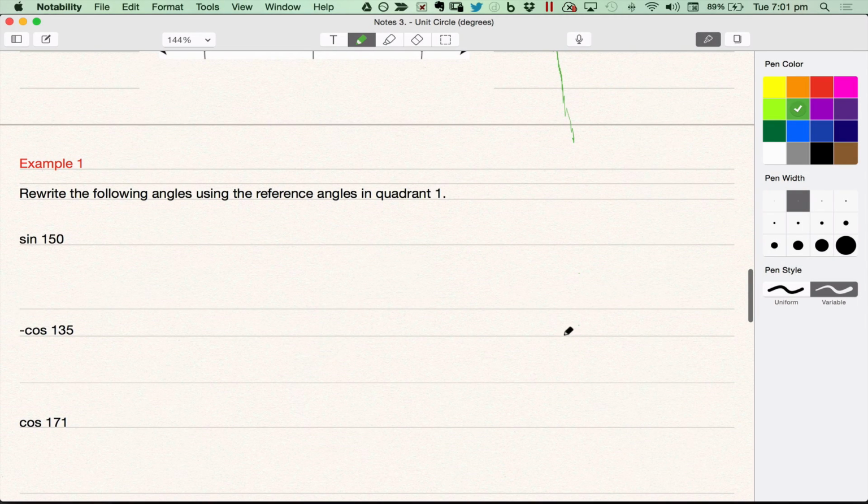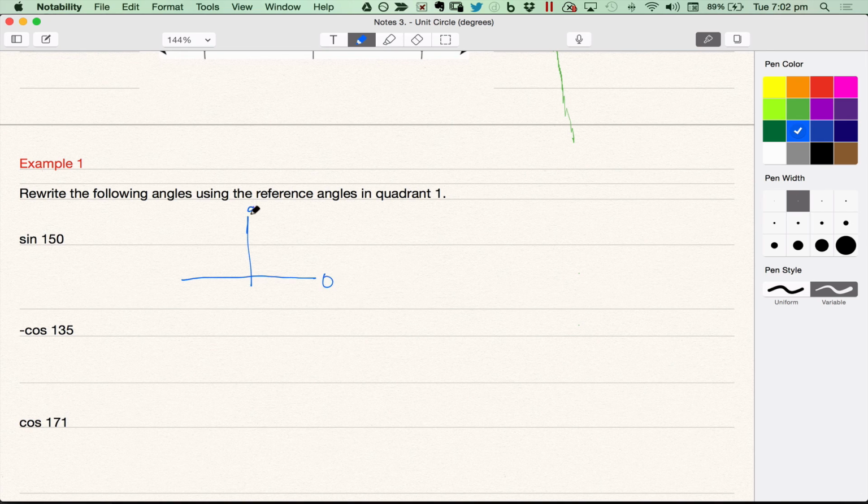Example 1. Rewrite the following angles using the reference angles in quadrant 1. First one is sine of 150. First thing I want you to do is to draw a quick sketch of the unit circle and then work out where sine of 150 is.